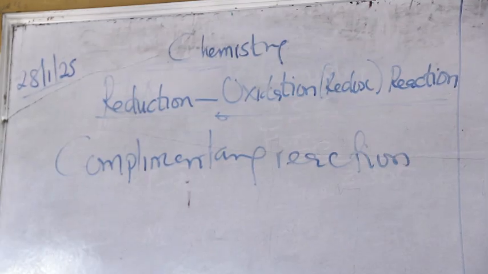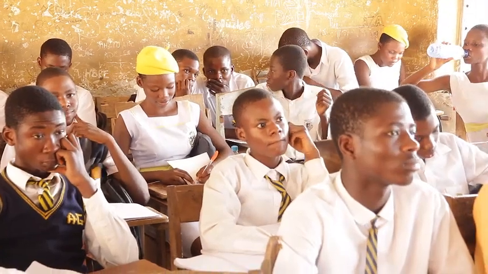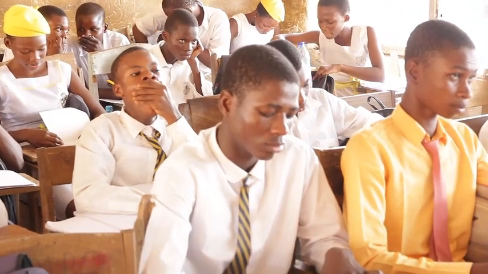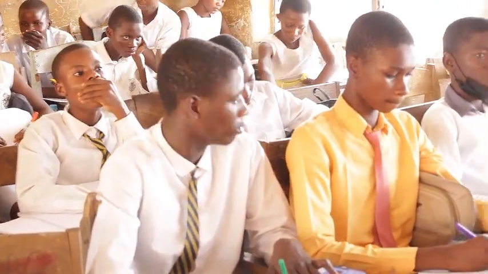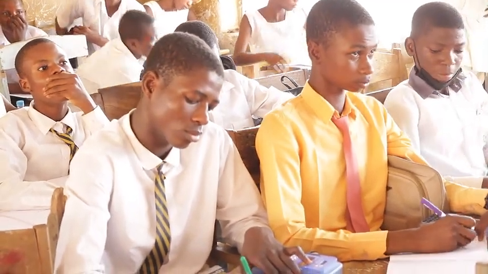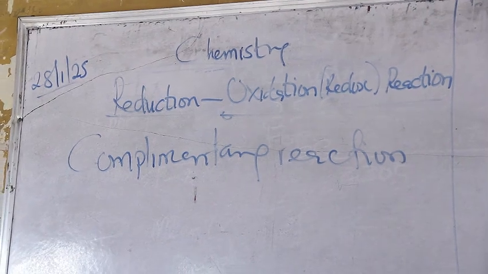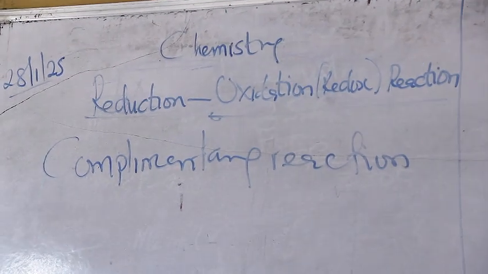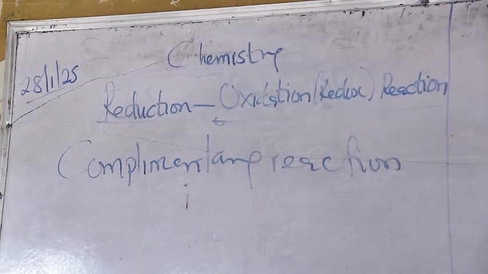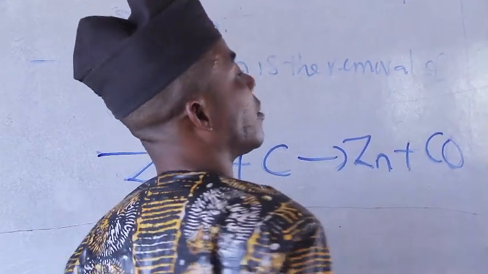For a reduction reaction, there must be a corresponding oxidation reaction. So we cannot say oxidation reaction or reduction reaction. You can say oxidation half equation or reduction half equation. Now, there are so many ways by which this reaction can be defined. Carbon plus zinc oxide gives zinc plus carbon dioxide.